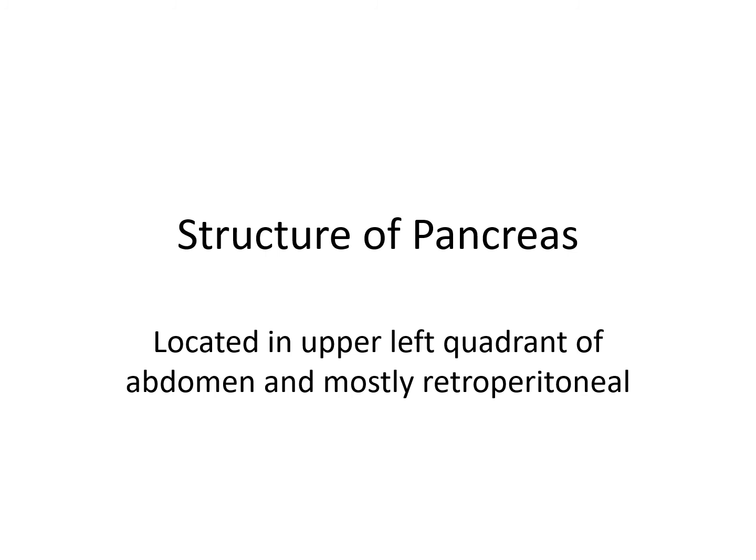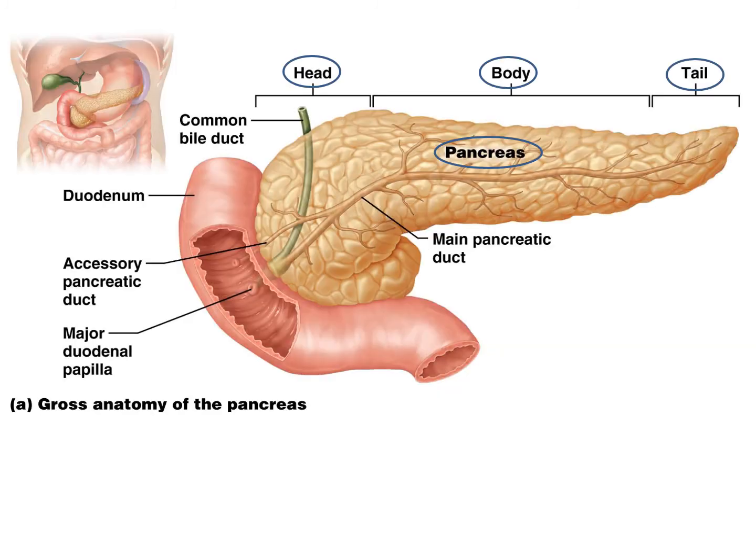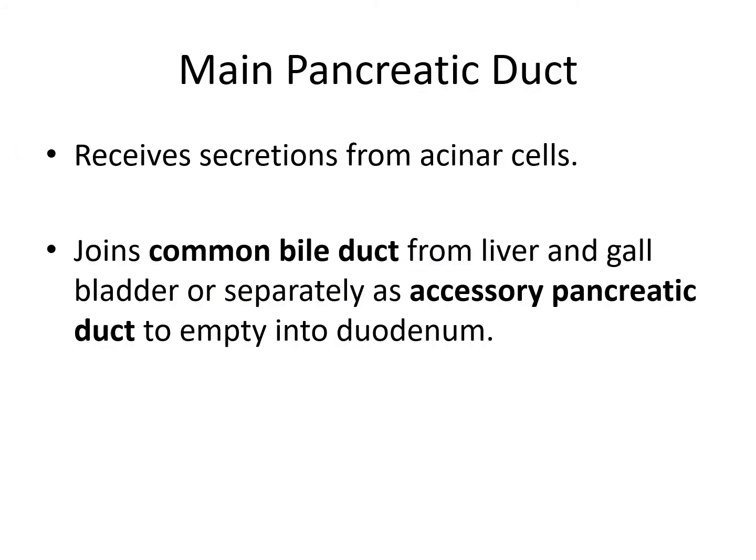It's located in the upper left quadrant of the abdomen, and it's mostly retroperitoneal. Okay. And as you can see, it's composed of a head, body, and tail. Okay. It's served by the main pancreatic duct, which receives secretions from the acinar cells. The main pancreatic duct is also joined by the common bile duct from the liver and gallbladder, or separately as the accessory pancreatic duct to empty into the duodenum.